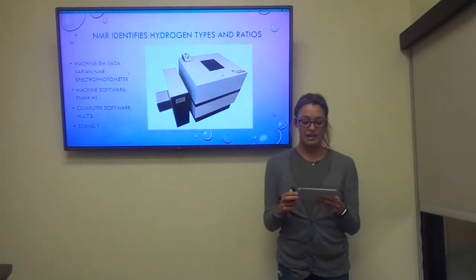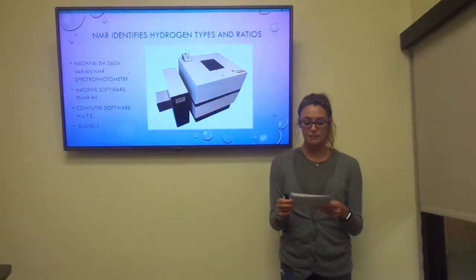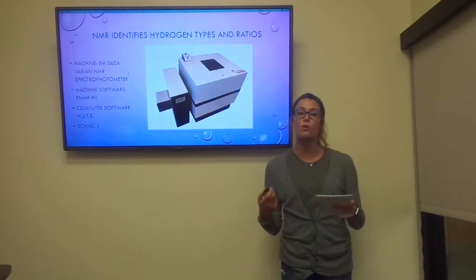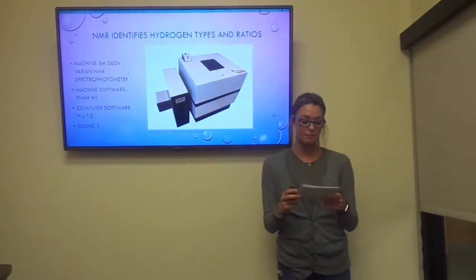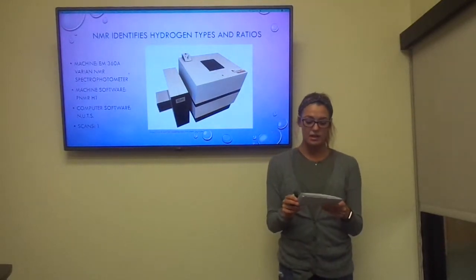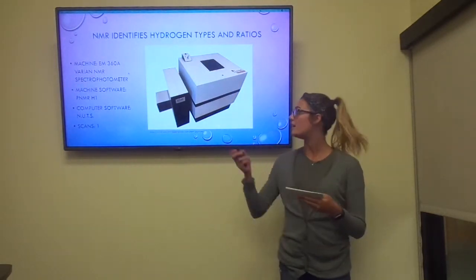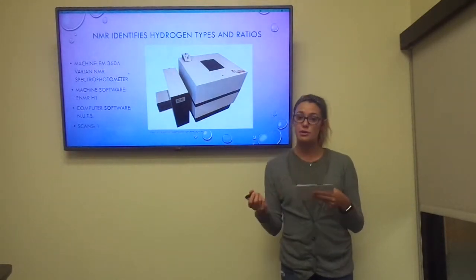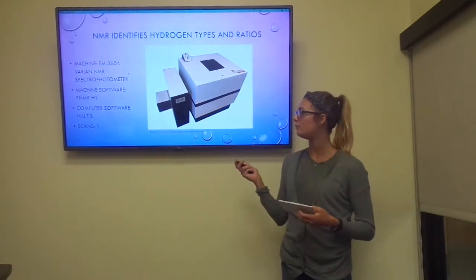After doing the IR scan, the next form of spectrophotometry used was NMR. An NMR spectrophotometer helps to identify the types of hydrogens present in a compound sample as well as their corresponding ratios. I'll explain this later in detail when we actually look at my sample. The machine I used was the EM360A Varian. The software inside of this machine, which is different from the IR, was the PNMR H1 software, and the computer software used was the NUTS program, and unlike the IR, I only took one scan of my sample.